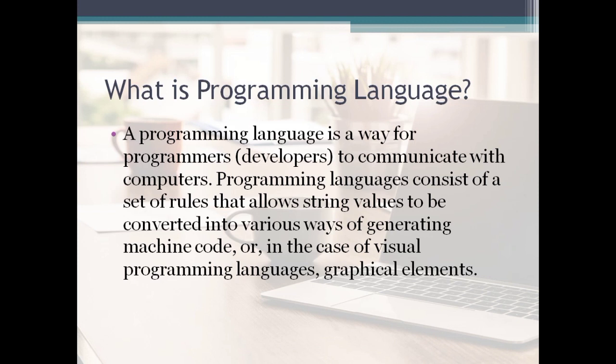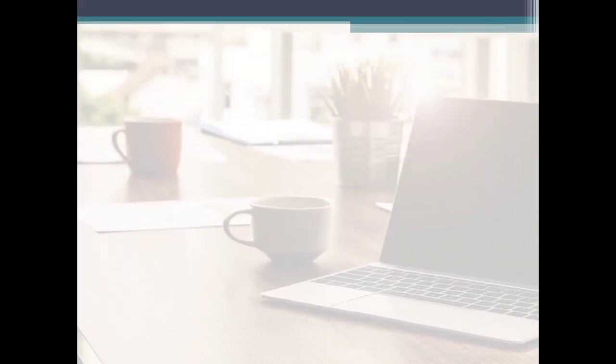So, a programming language consists of sets of rules that allow string values to be converted into various ways of generating machine codes, or in the case of visual programming language, graphical elements. This means we provide string values to the computer and the computer will encode it into binary codes or machine codes and then give us output in a visualized manner.